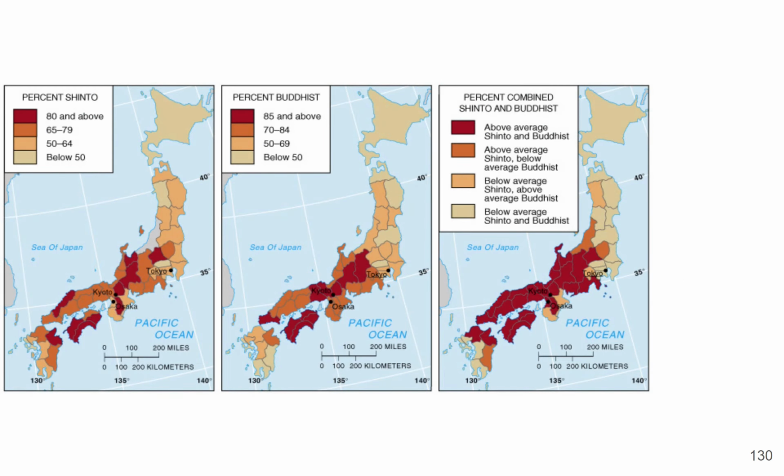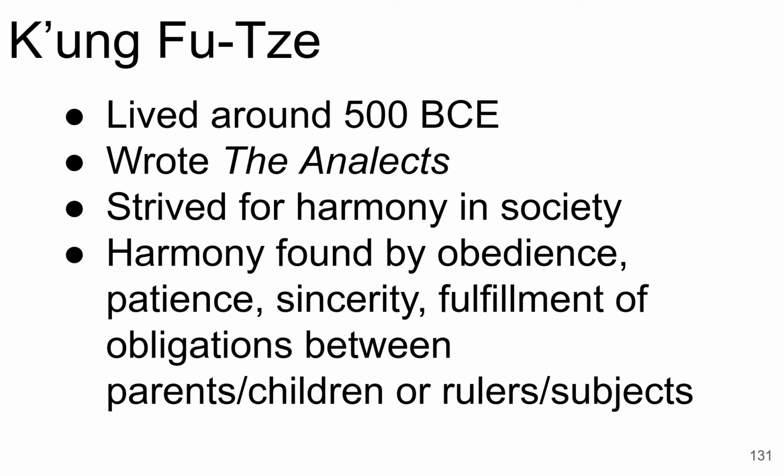You can see areas of Buddhism and Shintoism in Japan. Confucianism was actually started by somebody that we think was called Kung Fu Tzu. And Tzu means master or mister, so Mr. Kung Fu, but not that kind of Kung Fu. Kung Fu Tzu lived around 500 before Common Era. He wrote a book called The Analects.